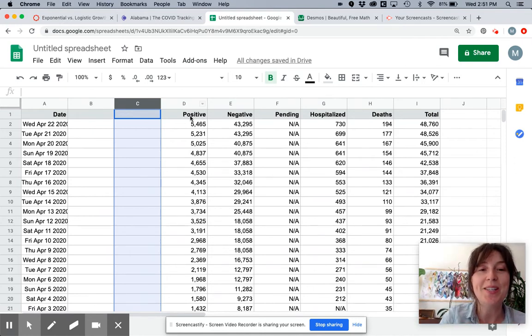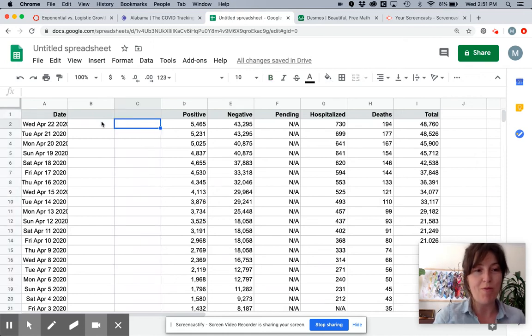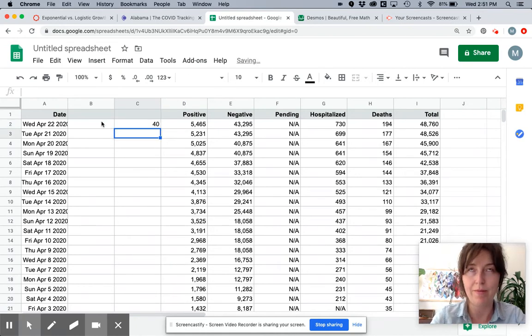So we're going to look at the positive cases, say. Since I've done this before, I know that today is 40 days from the April start.